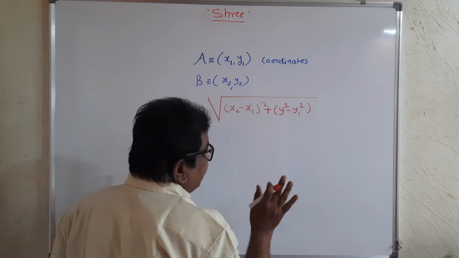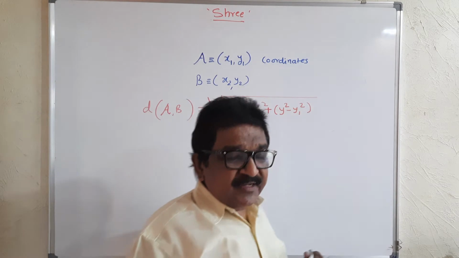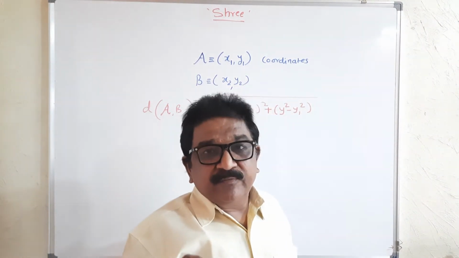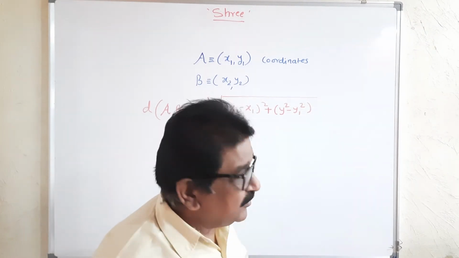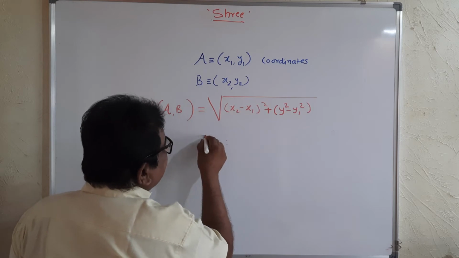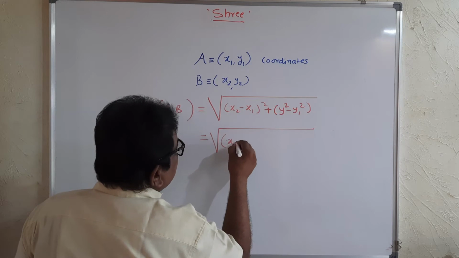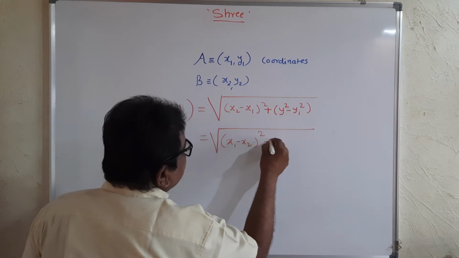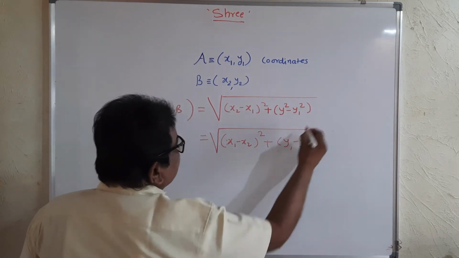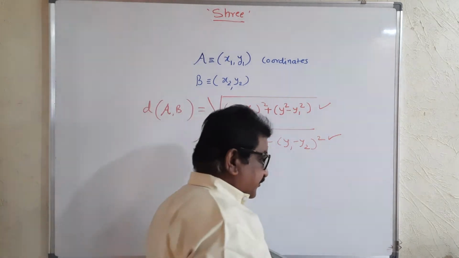You don't have to expand, very easy. It will be plus or minus, but the final answer must be positive. So this can also be written as x1 minus x2 the whole square plus y1 minus y2 the whole square. Both are correct.